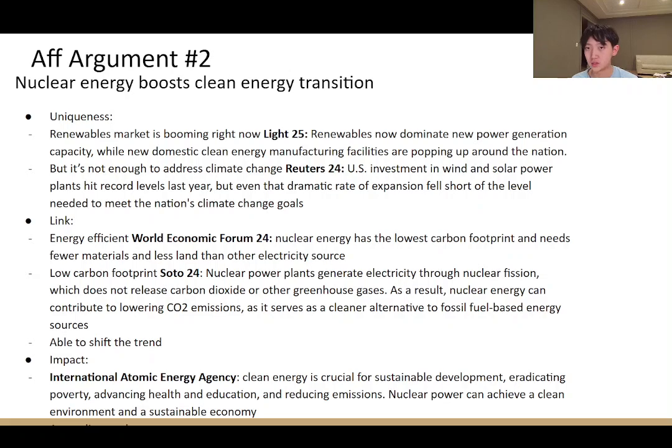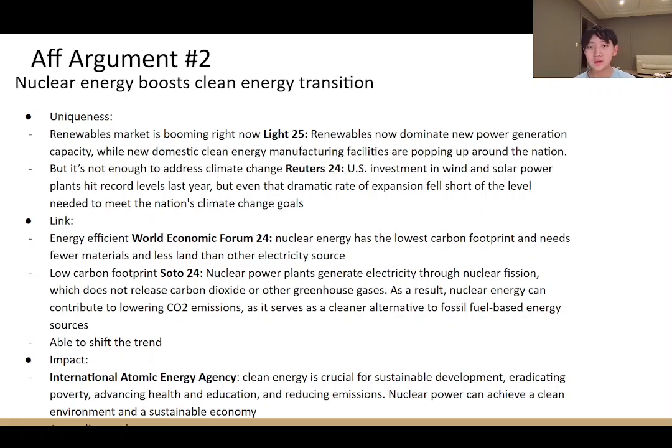So, because nuclear energy involves nuclear fission, which I mentioned in the definitions where you split an atom in two, it doesn't create any offsets or any carbon dioxide compared to other alternatives, right? Which means that nuclear energy is a better solution for the future, and it's a better solution for averting climate change. The impact is, according to the International Atomic Energy Agency, clean energy is crucial for sustainable development, eradicating poverty, and advancing health and education, as well as reducing emissions. Nuclear power can achieve a clean environment and a sustainable economy.